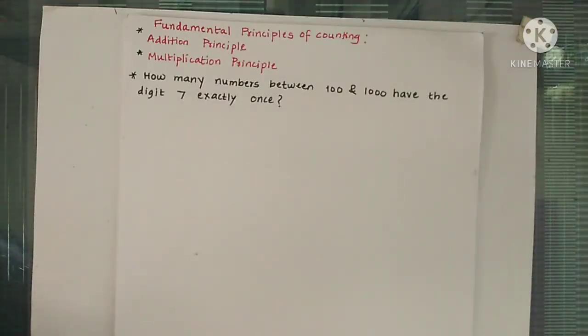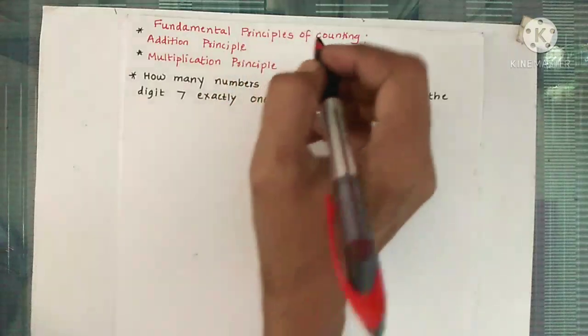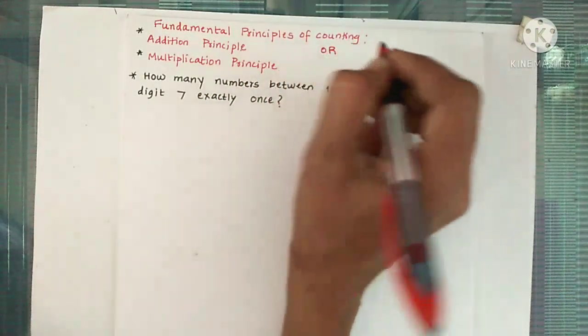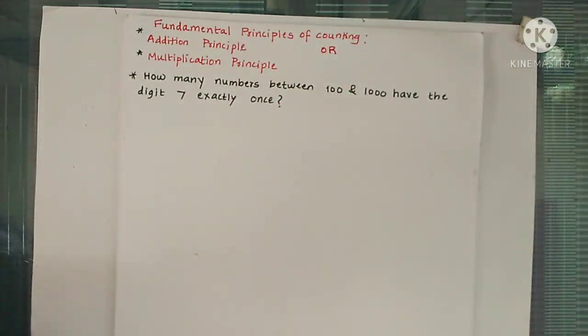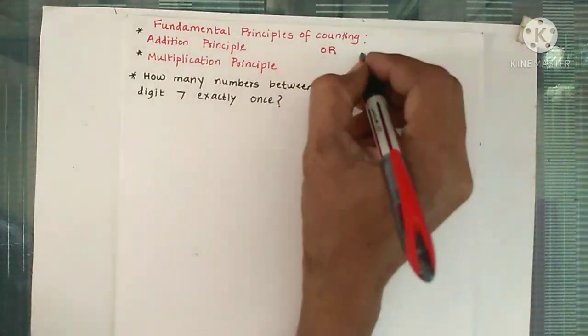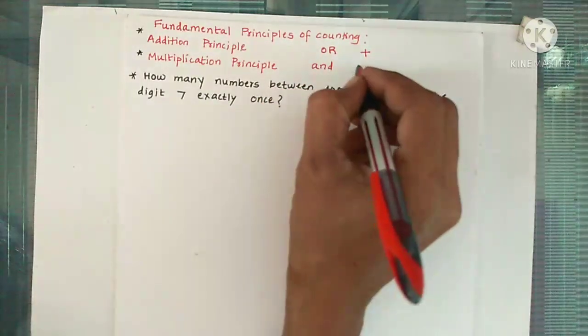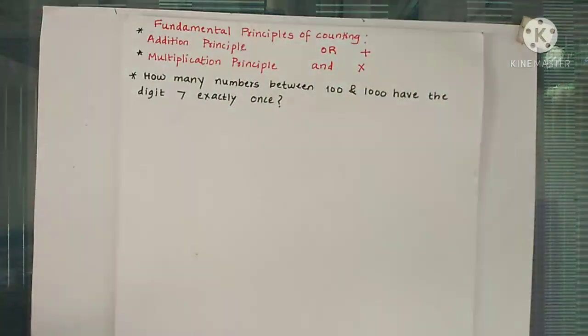Last video we learned about a fundamental principle of counting. The first principle of counting is the addition principle. The principle says whenever we have "or" in the counting procedure, we have to add those. And whenever we have "and", we have to multiply those number of ways to find the total number of ways. Okay, let's study some examples based on this, and then in this video we are going to learn permutations.